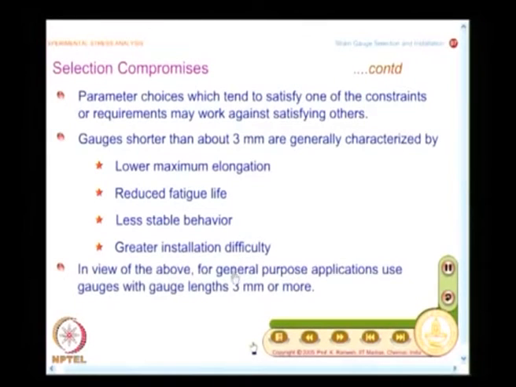So, the recommendation here is, when you go for a smaller gauge length than required, you need to face these kinds of difficulties. So, the thumb rule is, for general purpose applications, use gauges with gauge lengths of 3 millimeter or more. This is the thumb rule, and if it works, be happy with it. Do not go and insist that you need to go for smaller gauge lengths.